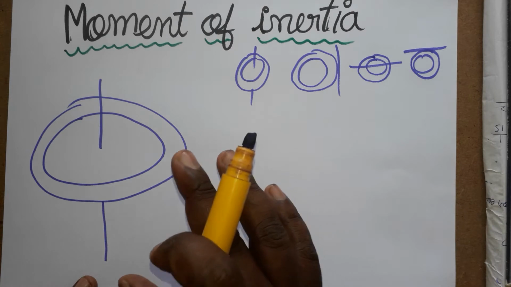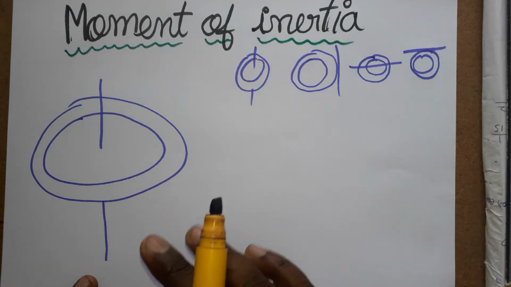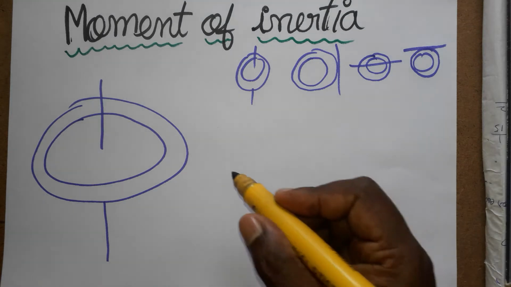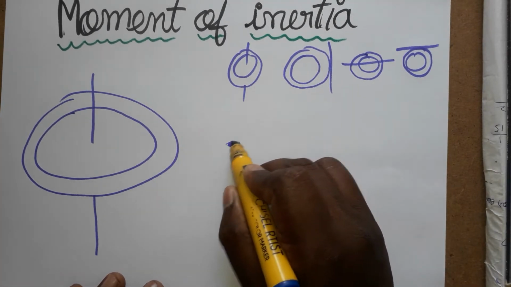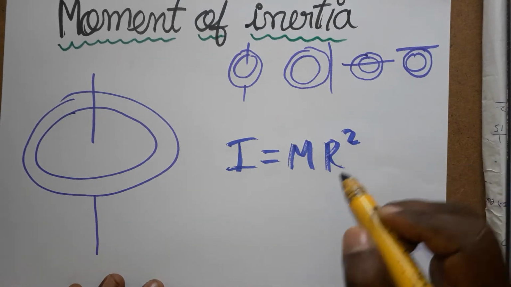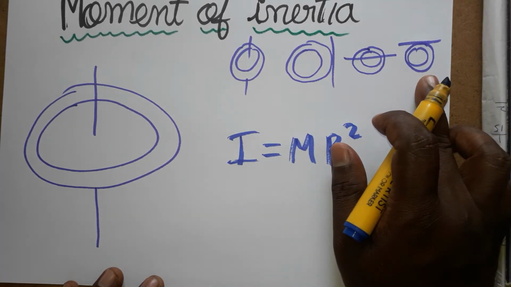The moment of inertia when the axis passes perpendicular to the ring. What is the inertia? Which value is given in the NCERT? The value of the inertia for this is equal to mr square. Okay. Now I am going to teach you how we can find the inertia at these different places.